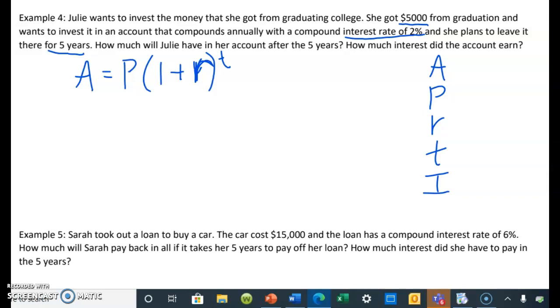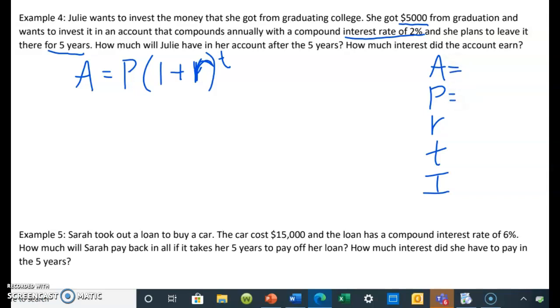All right, so my formula, sorry, the R is messed up. And then I wrote out my variables because when you do this one on your own, you're going to have to fill in the variables for me. So it tells me we're going to have to find the total. Now, it doesn't use the word total, but it does tell me how much is going to be in that account after 5 years. So I don't know my A.